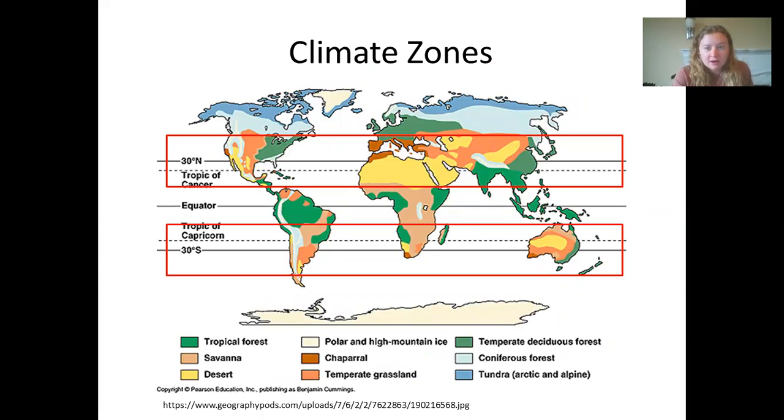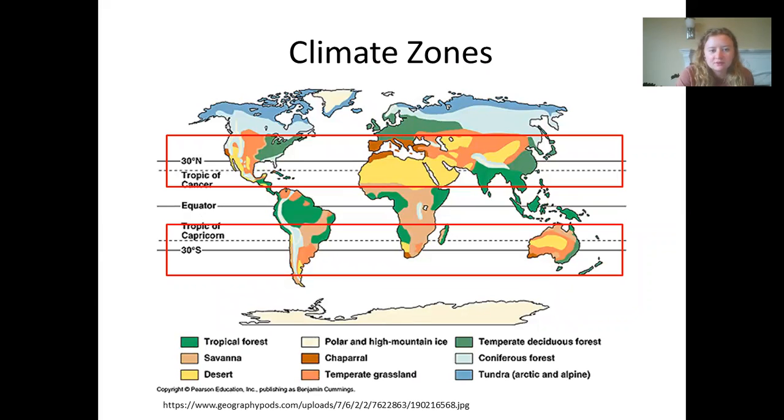Before I go into what Hadley cells are, I want to talk about reasons why they're important. And to do that, I want to look at the distribution of climate zones on the Earth. So what I have boxed here, there are two red boxes showing regions where there are large amounts of deserts. So the two regions are about equidistant from the equator.